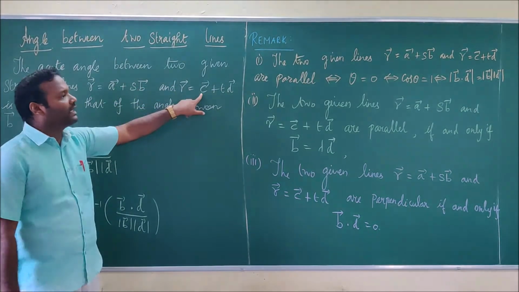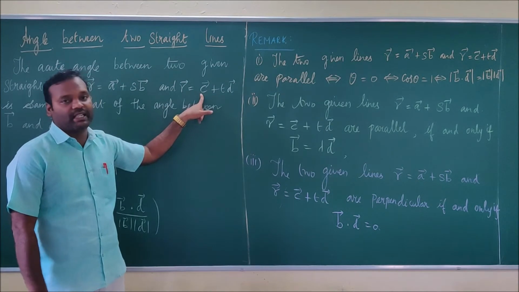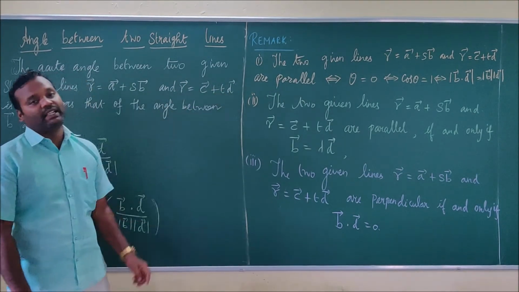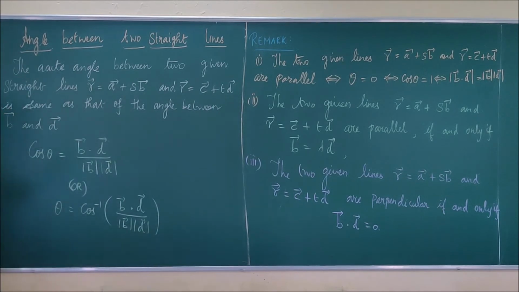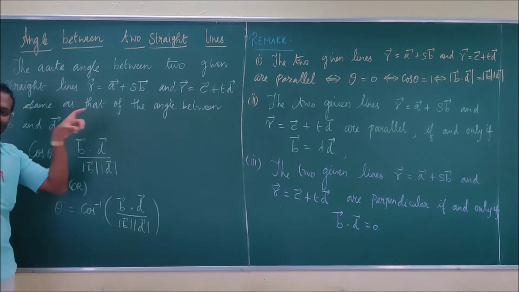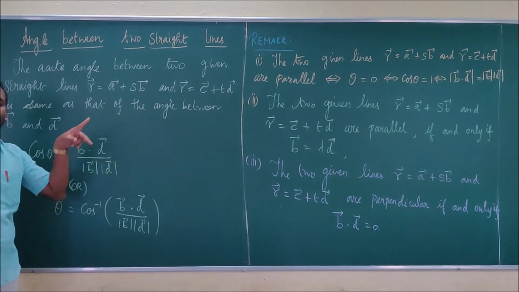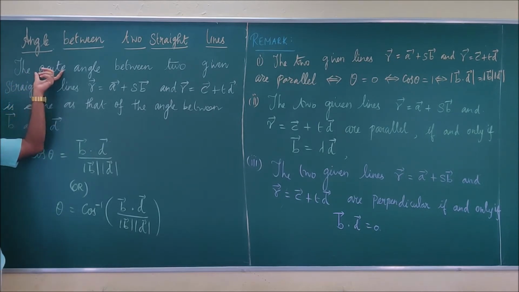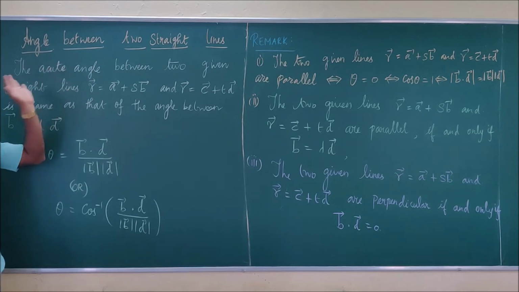In the same way, c vector is the position vector of the point for this line and d vector is the directional vector for this line. So if you find the angle between the directional vectors, that is going to be the angle between the two given straight lines. That is what is mentioned here, the angle between b vector and d vector. And the angle you are going to find is an acute angle. It is clearly mentioned. Okay.